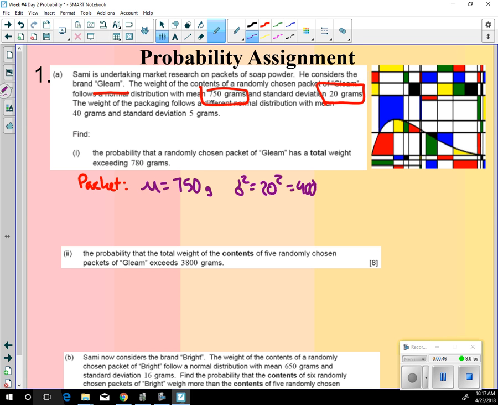Good with that? Standard deviation is the square root of the variance. So if you have a standard deviation of 20, you square it, you get the variance.